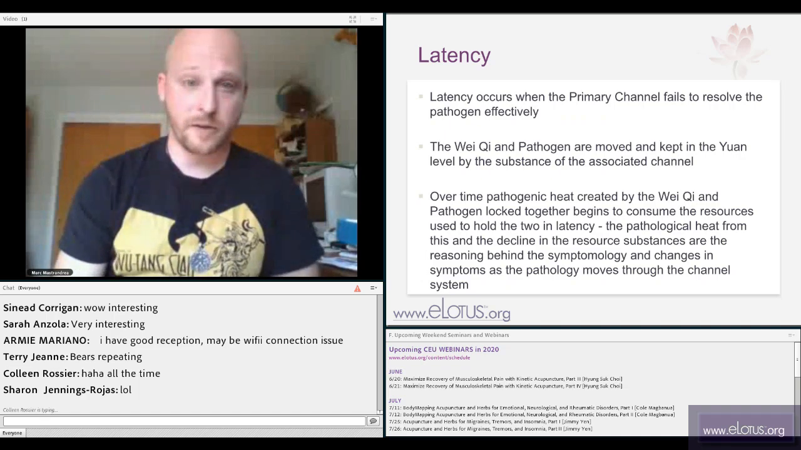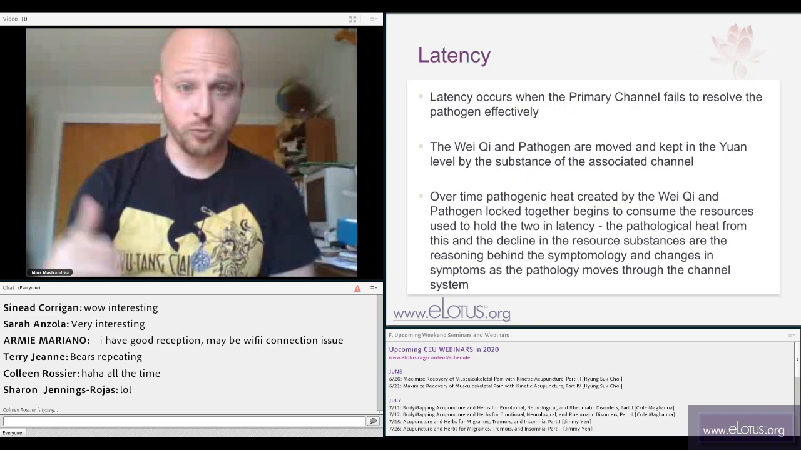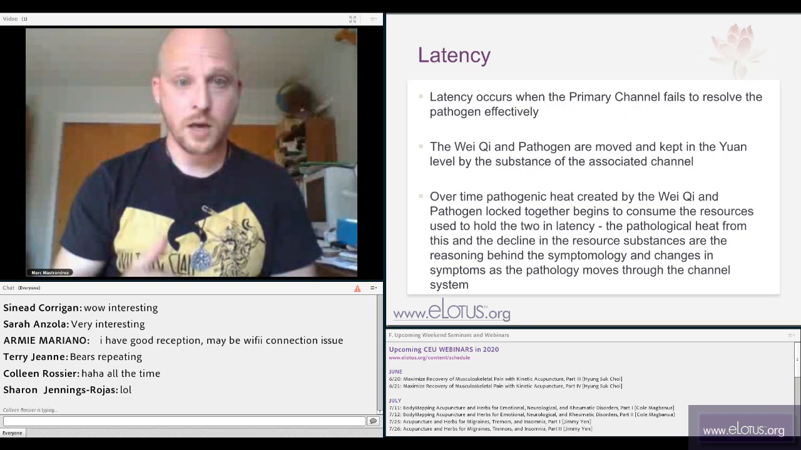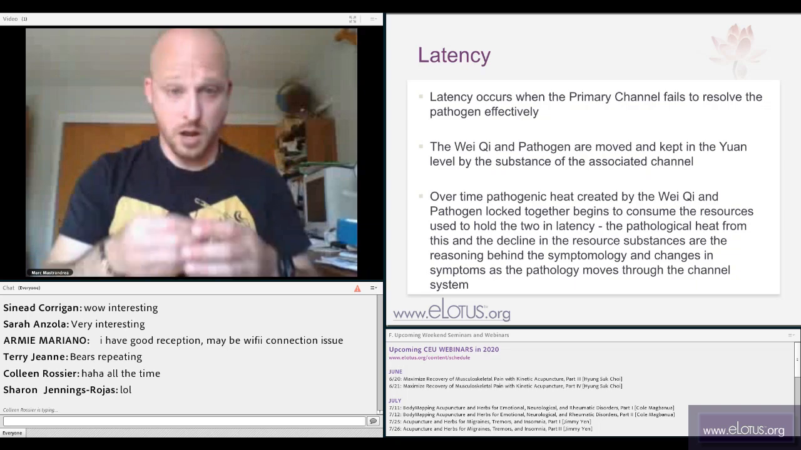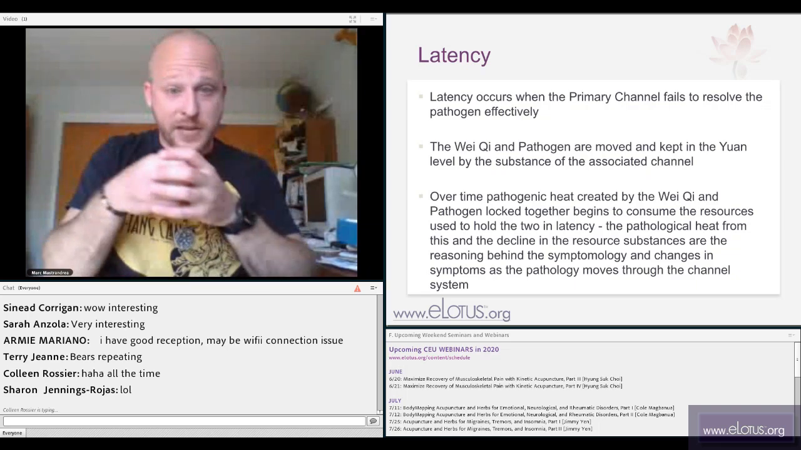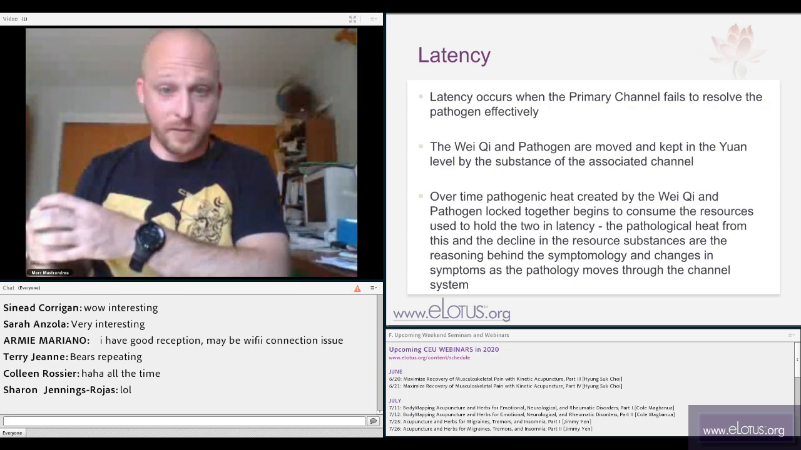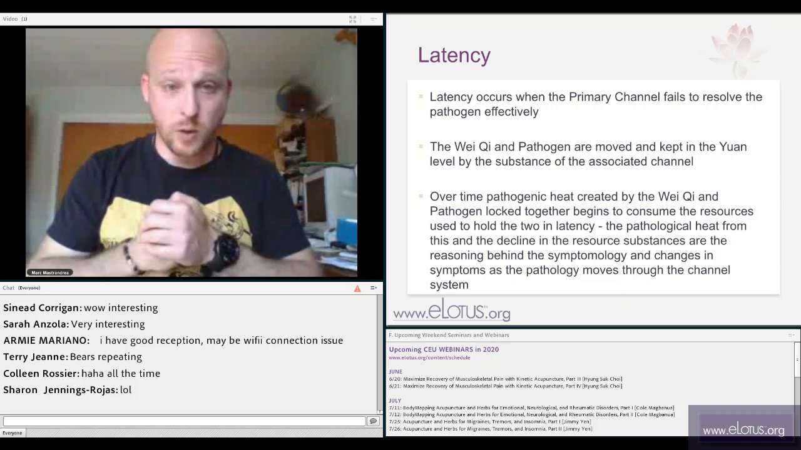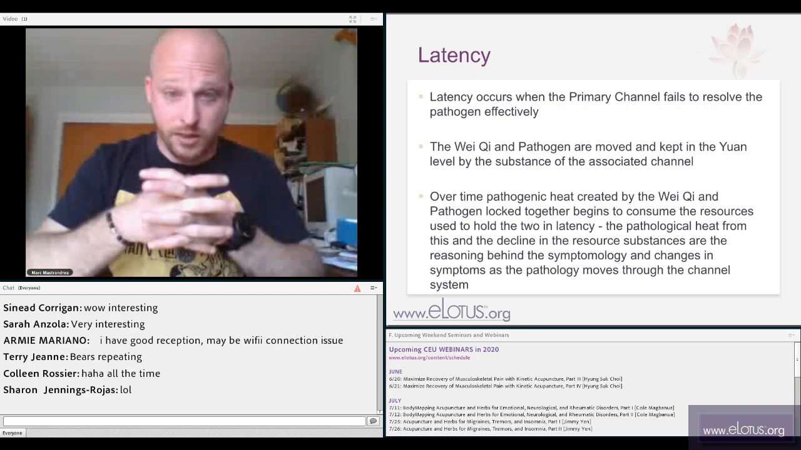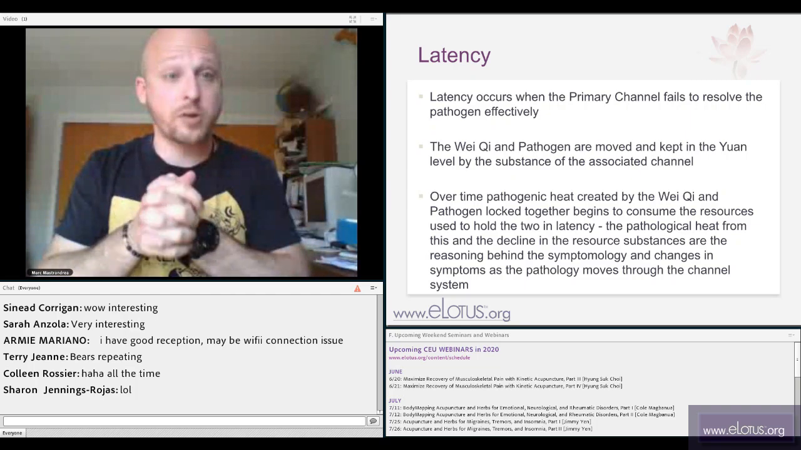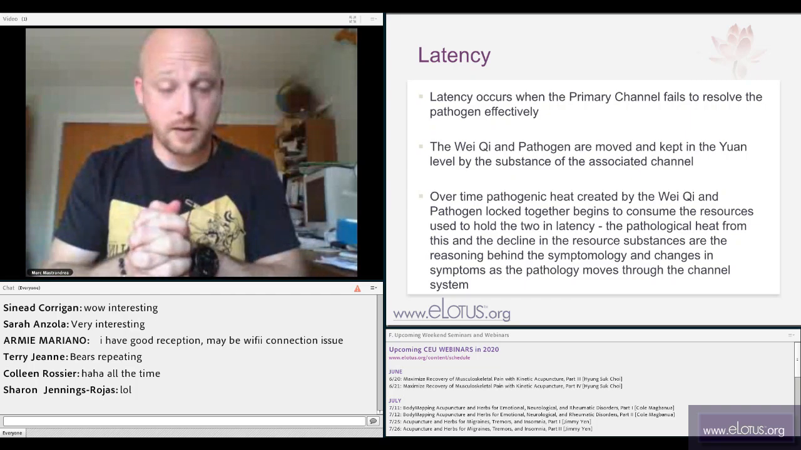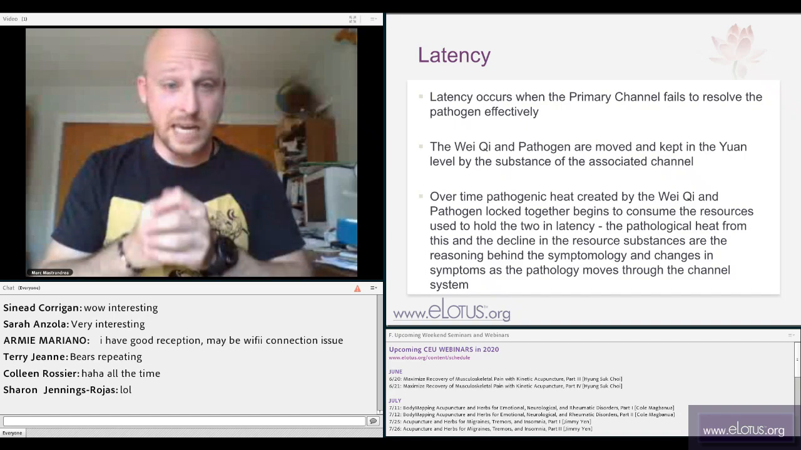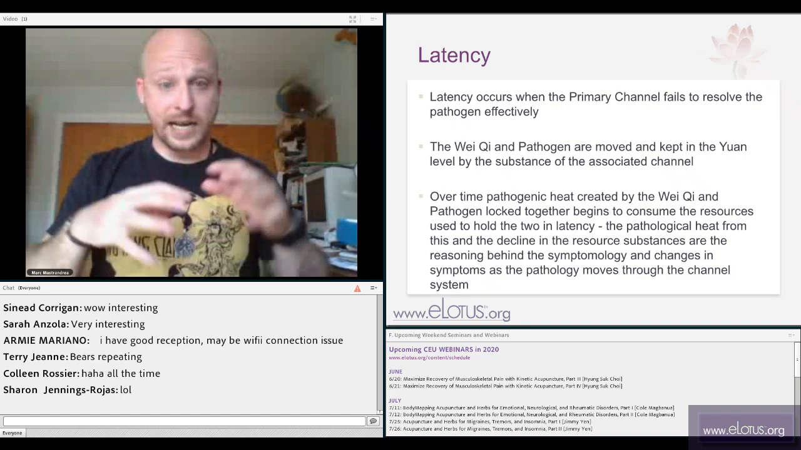Latency occurs when a primary channel fails, right? Again, to repeat this, it fails to resolve the organ, or fails to resolve the pathology effectively. The Wei Qi and pathogen together are moved and kept in the divergent level by the substance of the associated channel. Over time, the pathogenic heat created by the Wei Qi and the pathogen locked together begins to consume the resources that are being used to hold it.